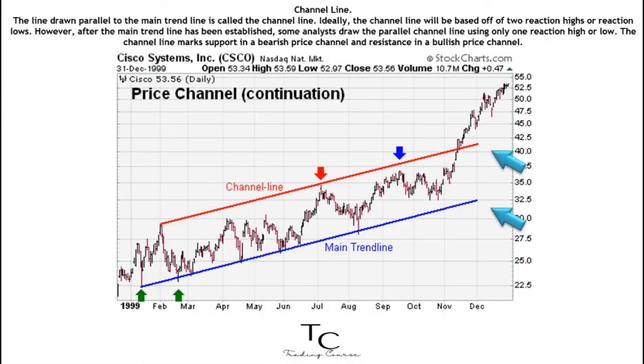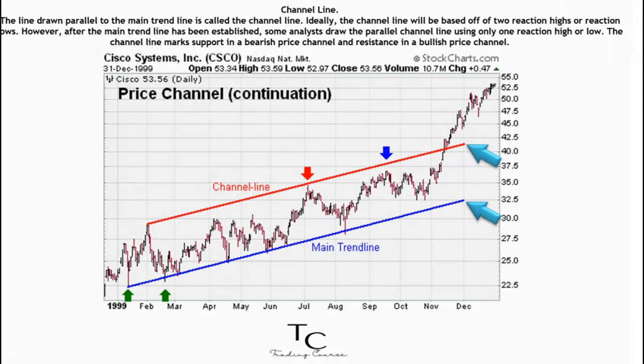Channel line. The line drawn parallel to the main trend line is called the channel line. Ideally, the channel line will be based off of 2 reaction highs or reaction lows. However, after the main trend line has been established, some analysts draw the parallel channel line using only 1 reaction high or low. The channel line marks support in a bearish price channel and resistance in a bullish price channel.